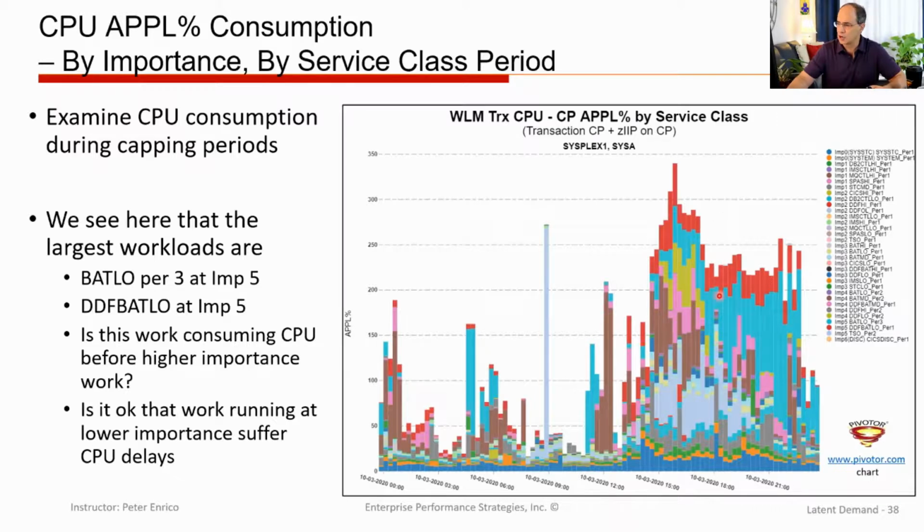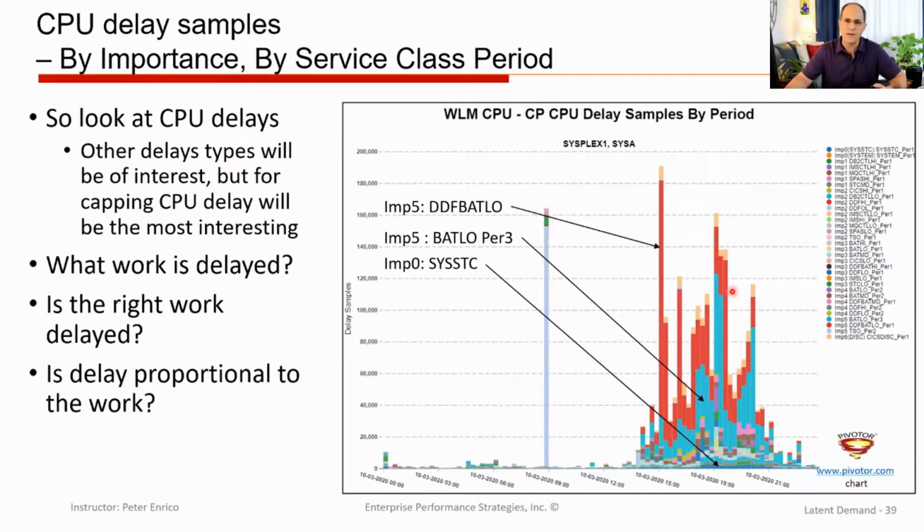So that's what this is showing, a CPU by workload. And now we know that these low important workloads are the biggest consumers of CPU. So then what happens is you correlate that to your delay samples. You think to yourself, I have this work that wants to use the CPU, but I know I'm being capped, so is it suffering from delay of CPU?